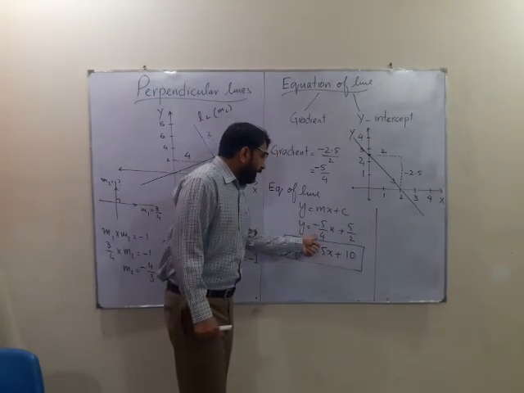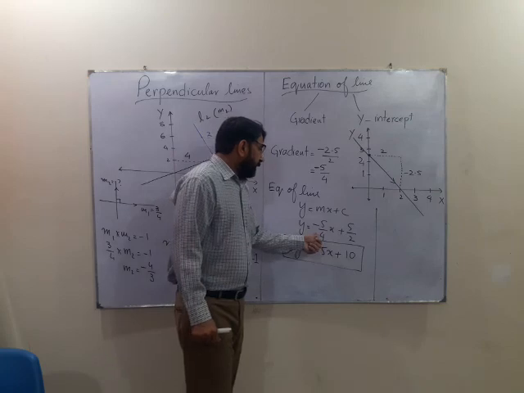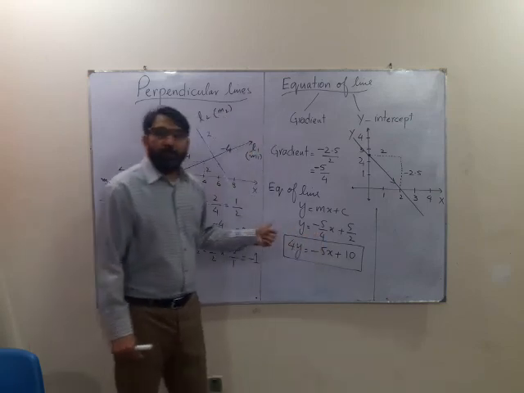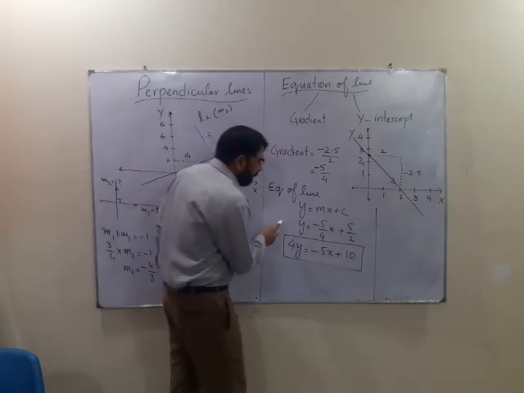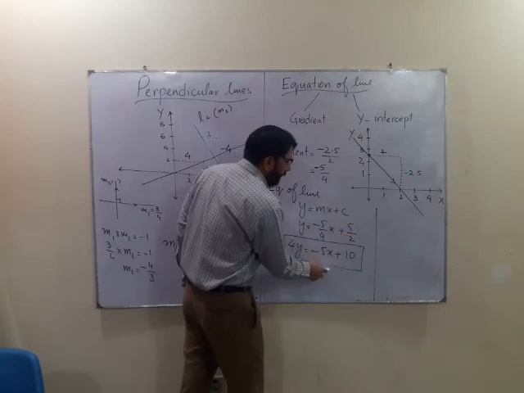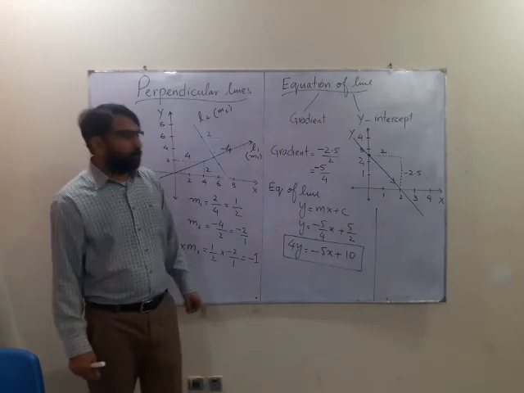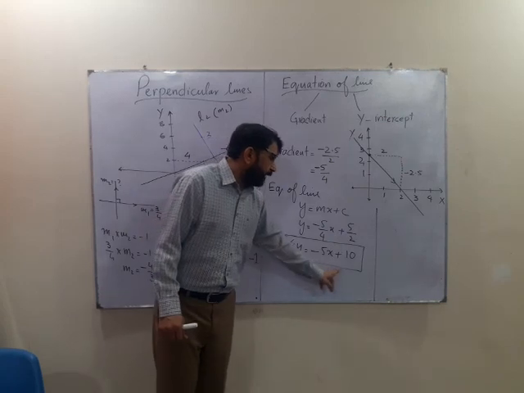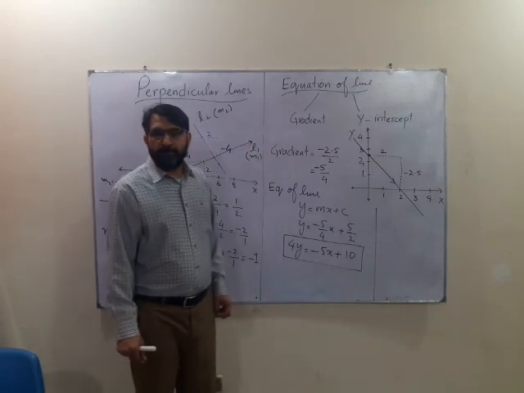To simplify the equation, to remove the 4 from the denominator, we are going to multiply everywhere by 4 and we reach a simplified form of equation in this way: 4y equals minus 5x plus 10.